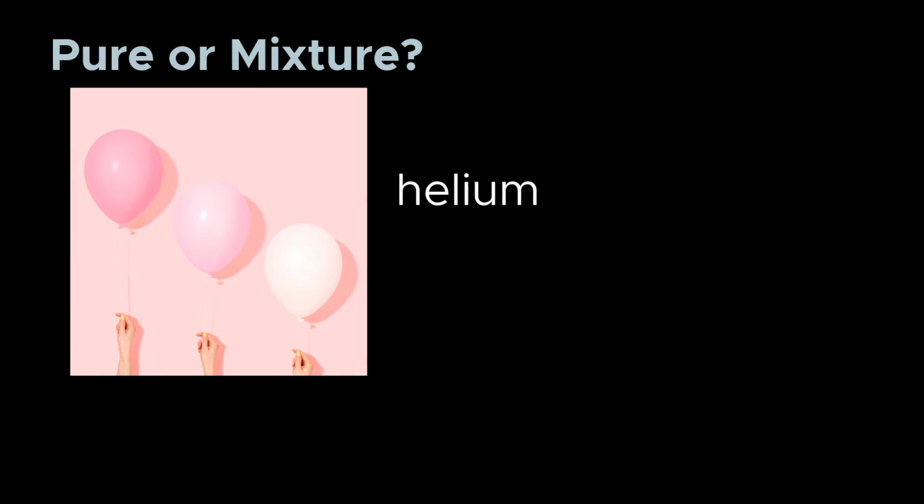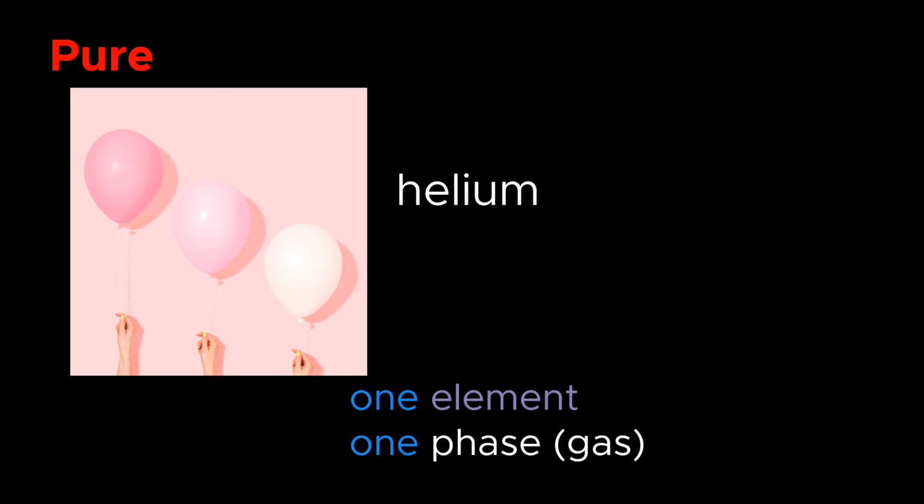So let's practice. These can be a little confusing, so you want to be sure to follow the guidelines carefully as you make your determinations. A pure sample is one substance, one phase. A mixture has two or more substances or two or more phases. Is helium a pure sample or a mixture? Helium contains a single substance in one phase, so it is pure.